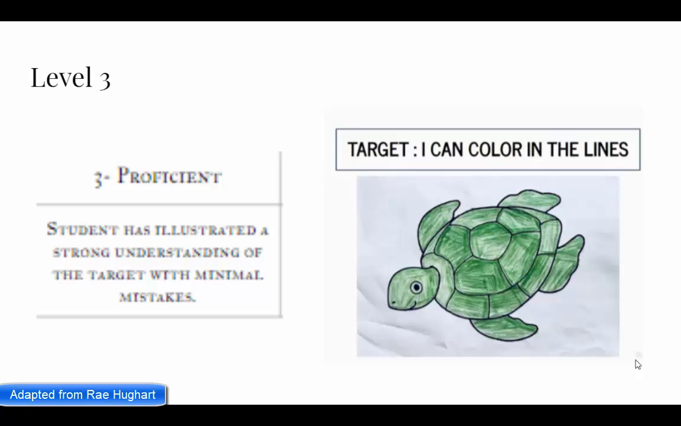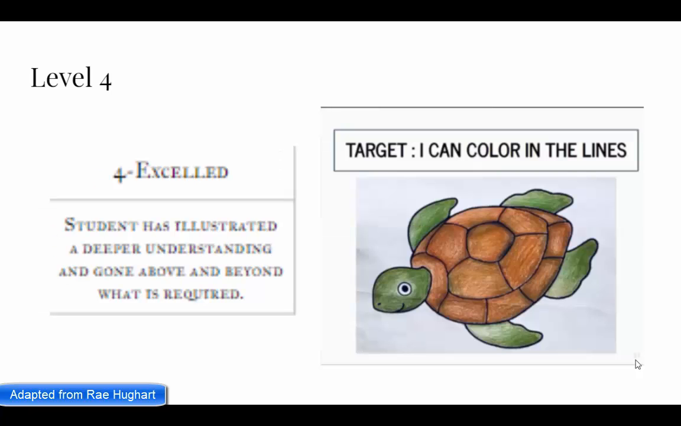So I want you to think about the target, I can color in the lines, and think about how can I excel at this? What would go above and beyond what you see on the screen here? Take a minute and do that. Okay, so what did you come up with? This is what I have in mind for excelling at this target, right? Essentially, they not only color in the lines, they colored it perfectly to look like a turtle, right? Because I didn't really tell you what color you had to color it, and this is a direct reflection of what a turtle looks like.